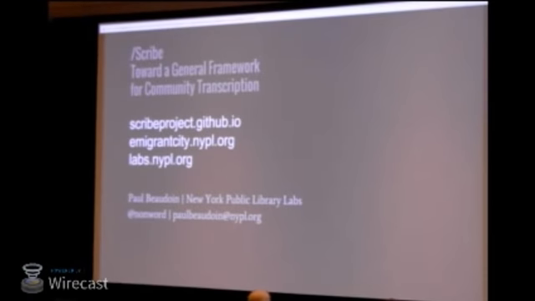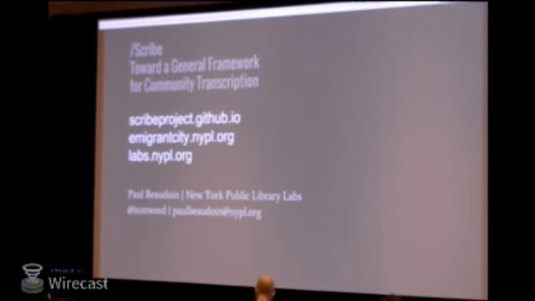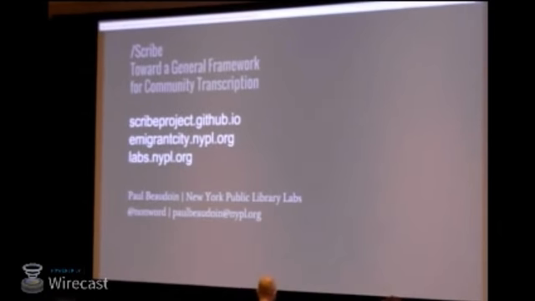So I encourage you to check out Emigrant City, Scribe, if for nothing else, for the conceptual approach, UI conventions, and moreover, I just want to encourage us to seek ways to extract this kind of data to fuel these kinds of primary source Wikidata rabbit holes. Thank you very much.